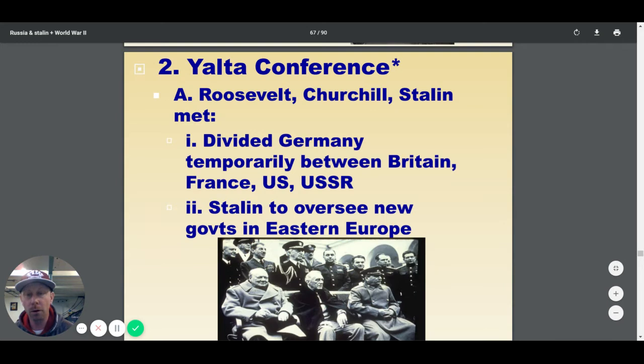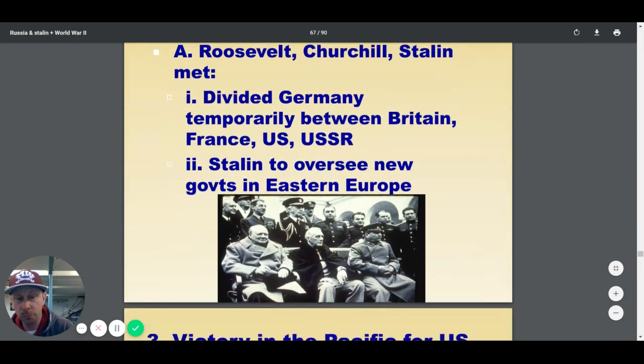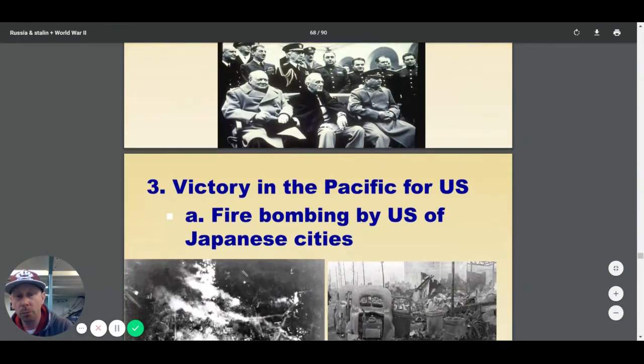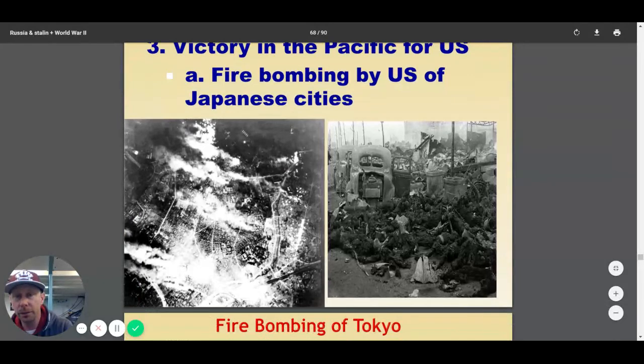So in the end of war agreement, they decided to divide Germany up temporarily between Britain, France, the U.S., and the Soviet Union into four sectors. We'll get into that more later. It's like splitting it into four, like a plus sign, and you have four different areas that are going to be looked over by four different countries. Stalin was going to oversee the new governments in Eastern Europe as well, as he wanted a buffer zone and some allies over there, so that he didn't get attacked ever again. We'll cover that more when we get done with World War II. It's going to lead us into a Cold War.